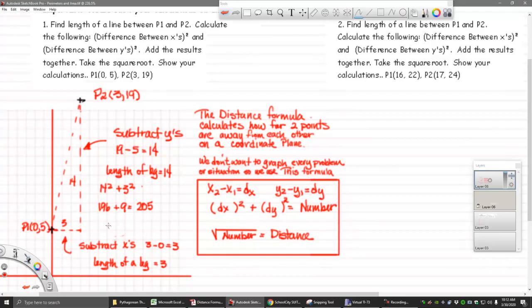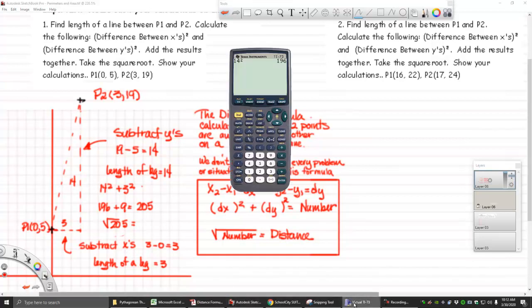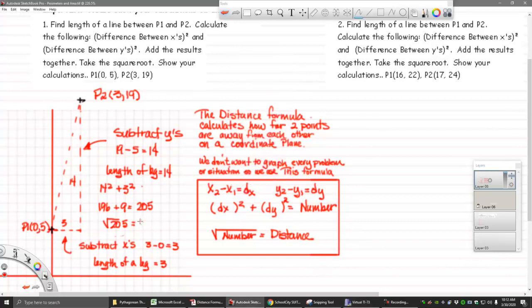And I want to get the square root of 205. Let's see what I get. At 205, I take the square root of it. And I'm going to write that out to 3 decimal places. So 14.317.